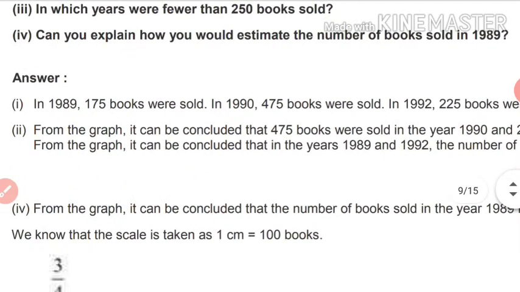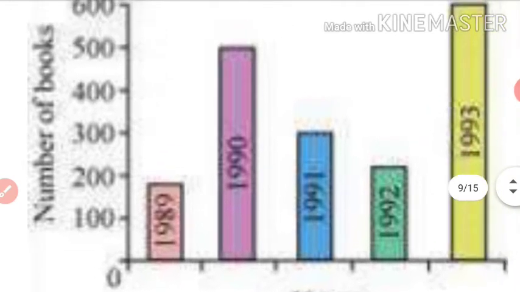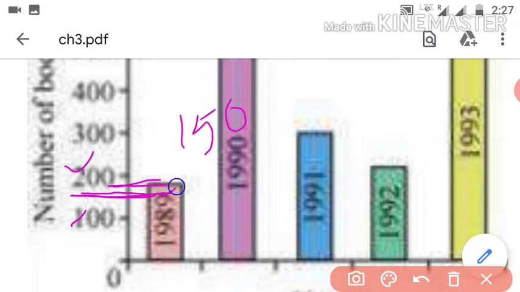So the answer for the first question. So here in year 1989, if you make a straight line, it is somewhere here. Now 100 and 200. So if you make the middle point here, the middle point will be how much? 150, isn't it? So this point will be 150. But the 1989 bar is not on 150 either. Just slightly it is before 150, isn't it?